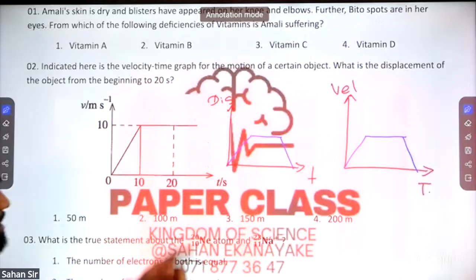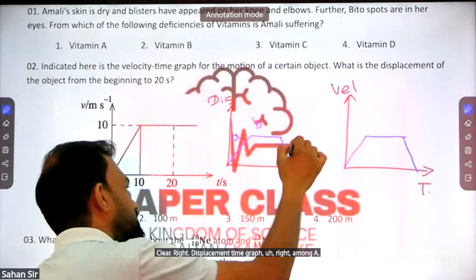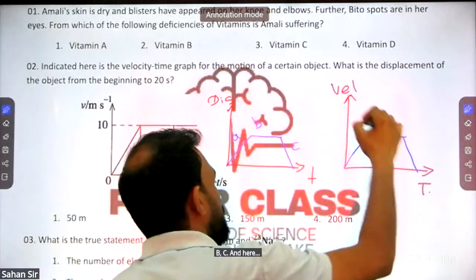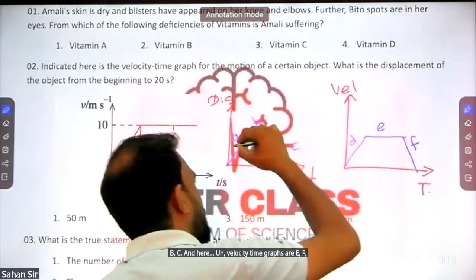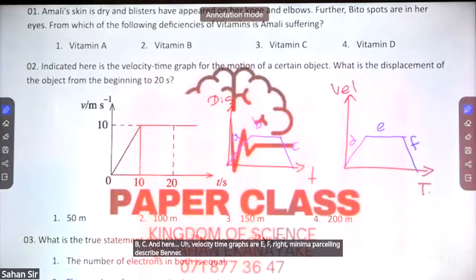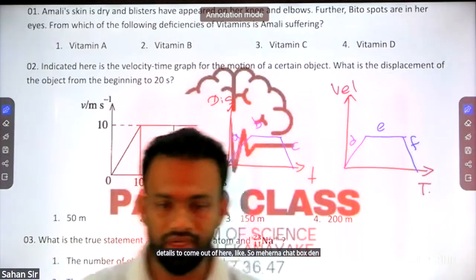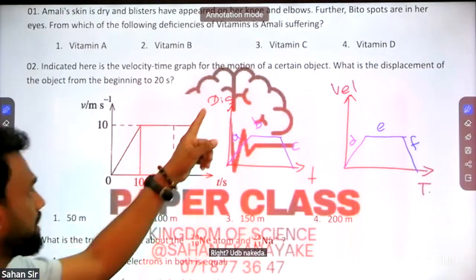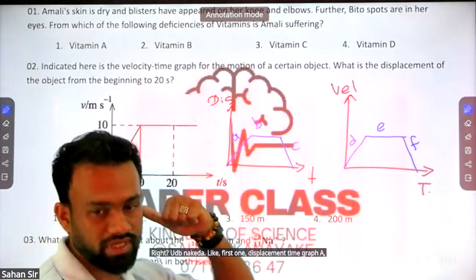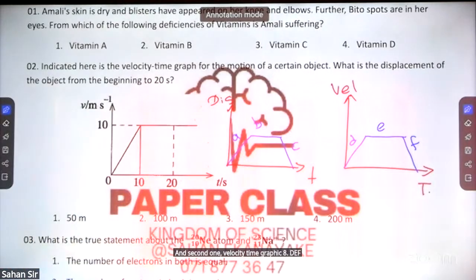Clear? Displacement time graph වල, මම ඔයාලට name කරනවා A, B, C. And here velocity time graphs වල D, E, F. මෙන්න මේ parts වලින් describe වෙන details ටික මට කියන්න. Zoom එකේ ඉන්න chat box දෙන්න, YouTube ඉන්න comment section එකේ දෙන්න. First one, displacement time graph A, B, C parts වලින්. And second one, velocity time graph එකේ D, E, F.